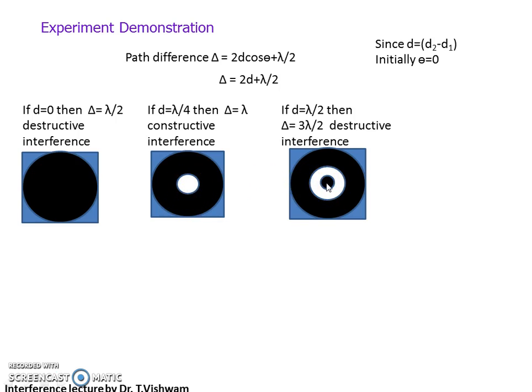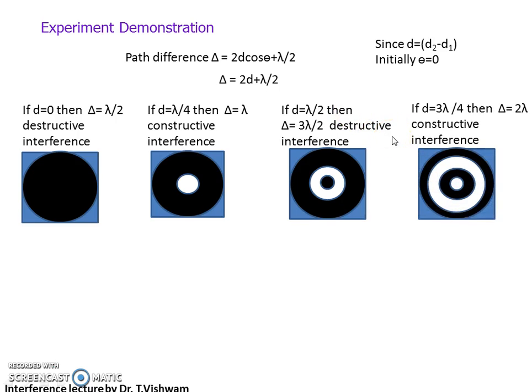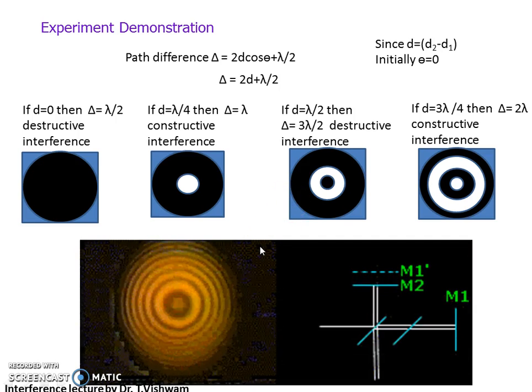Next, suppose I move another lambda by 4. Now D is equal to 3 lambda by 4, then delta becomes 2 lambda. That means once again, a condition for constructive interference. Within the dark fringe, one more white fringe arises. Like this, fringes keep appearing from the center. That means there are an infinite number of fringes existing at the center. So this is the pattern.